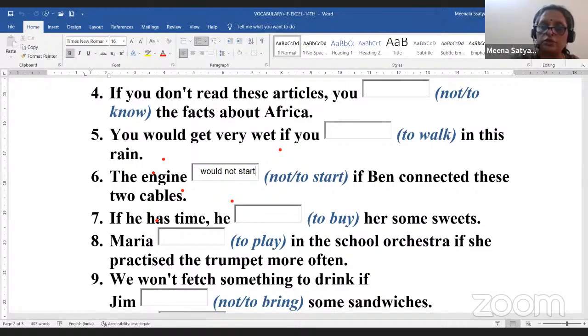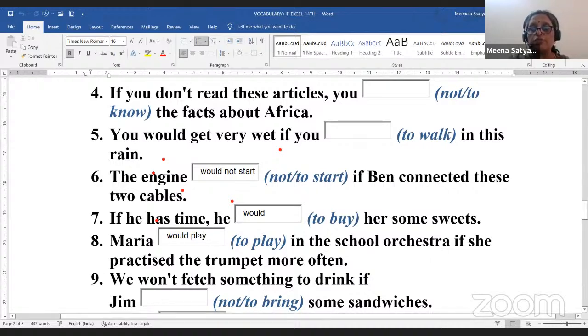If Ben connected these two cables, if he had time, he would buy her some sweets. Maria would play in the school orchestra if she practiced. Maria would play in the school orchestra if she practiced.